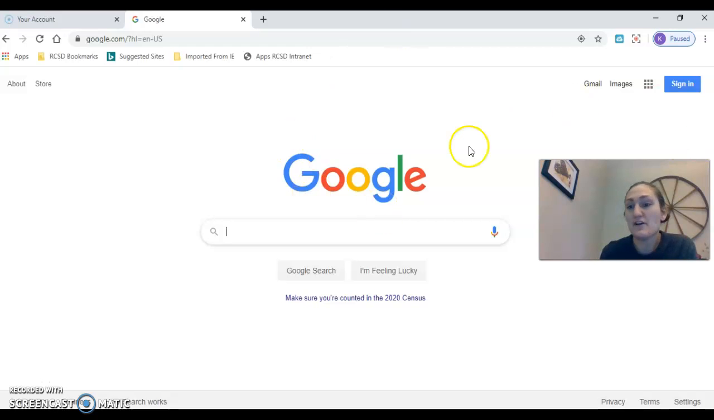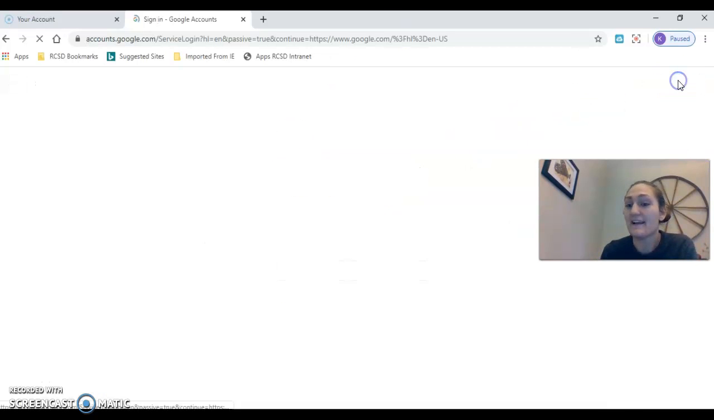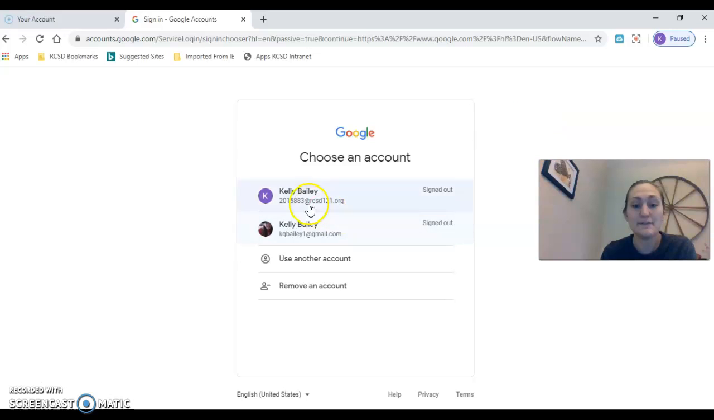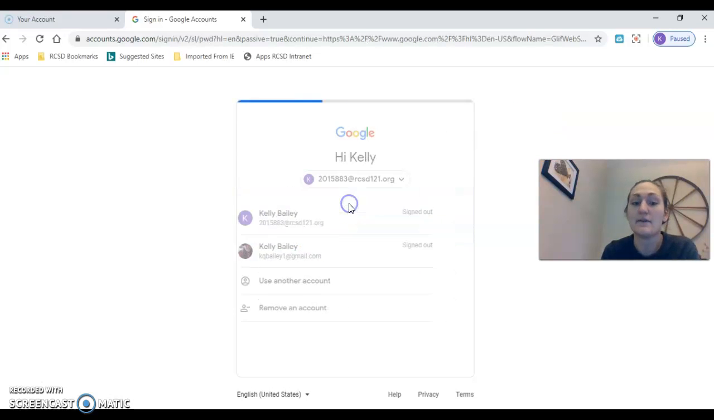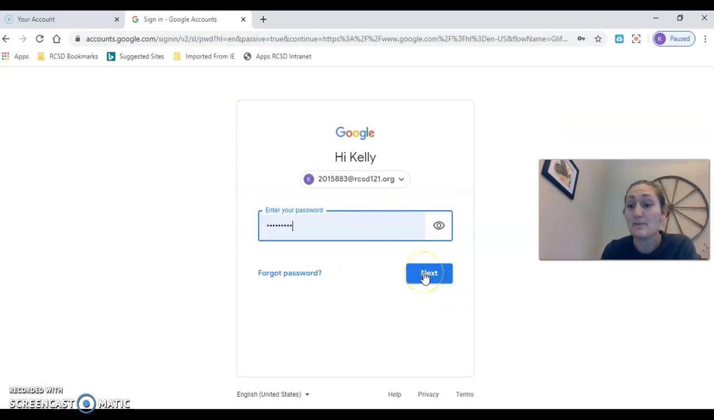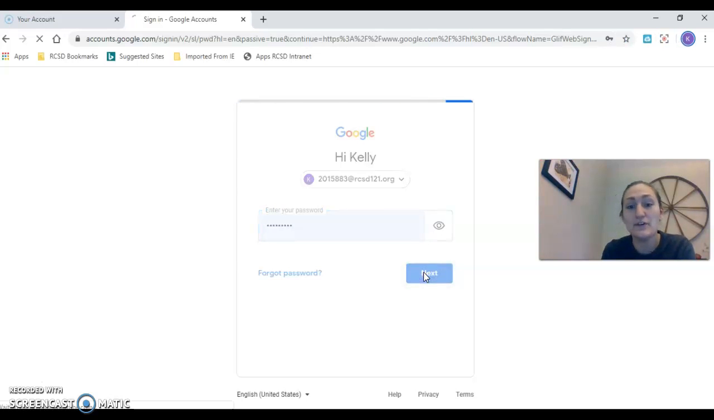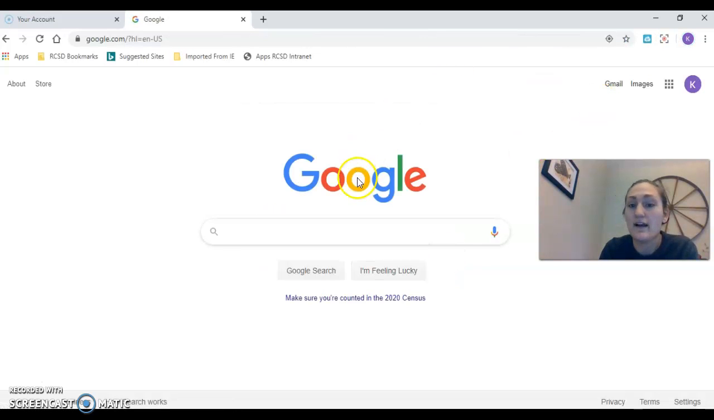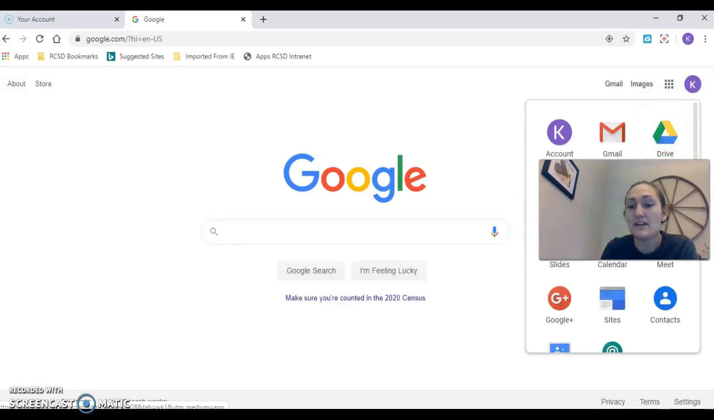So I'm just going to start off with the Google homepage and I'm going to sign in with my student ID number at rcsd121.org and then type in your password. Same password you use at school, you use at home. All right, now that I've signed in, I'm going to go up to the squares. I'm going to go to classroom.